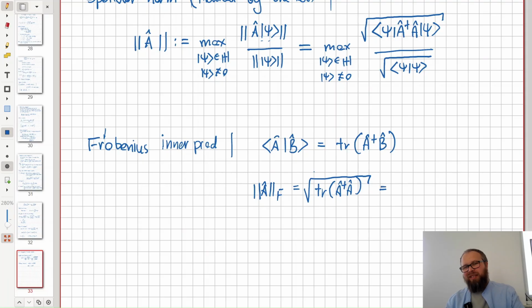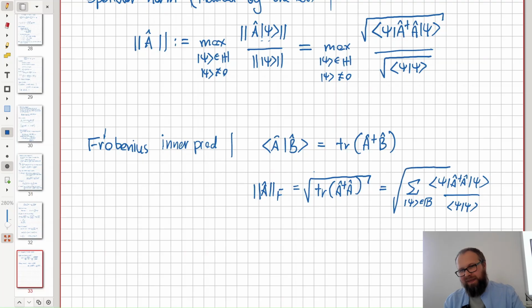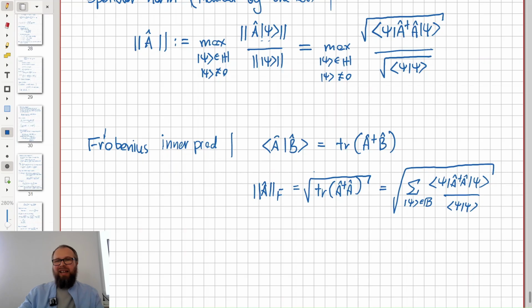And just to make a point, what is trace? If you pick a basis, you calculate the trace by taking a sum, let's say, over psi in some basis, of psi, A dagger A, psi, with the square root over everything. Yes, the square root is over everything. I want this form.